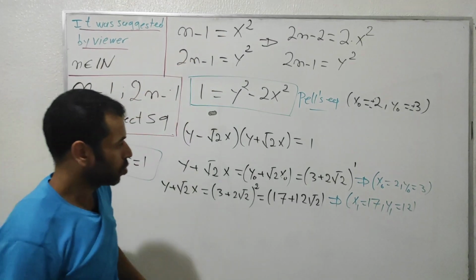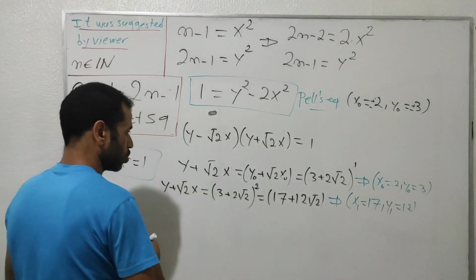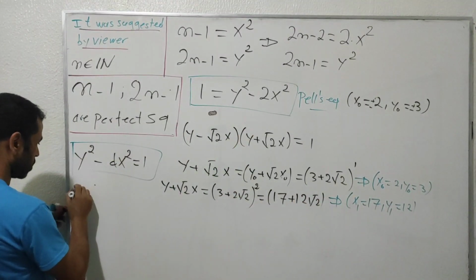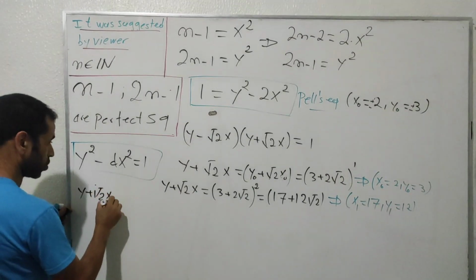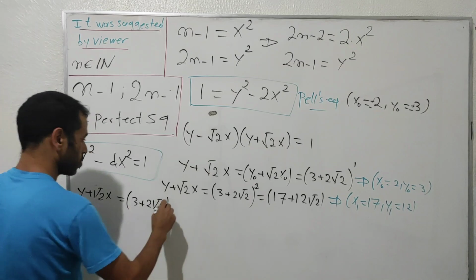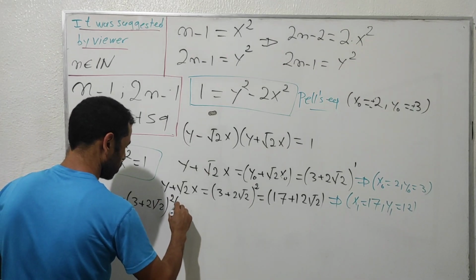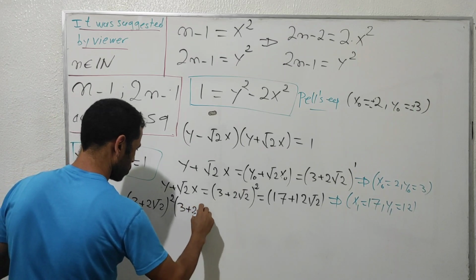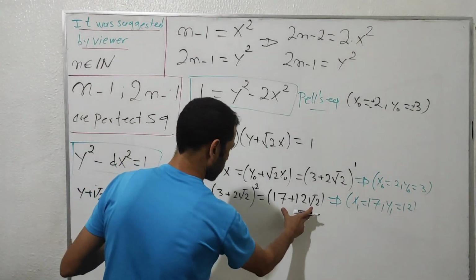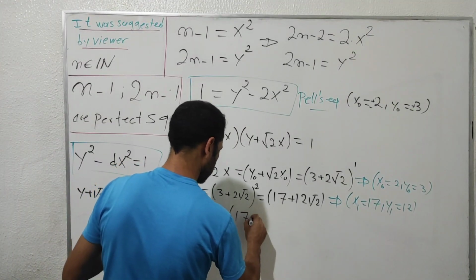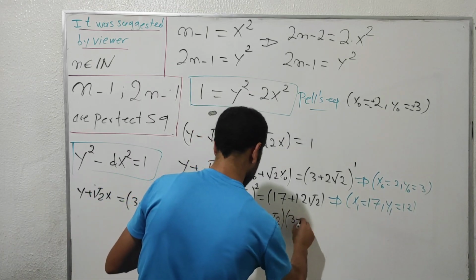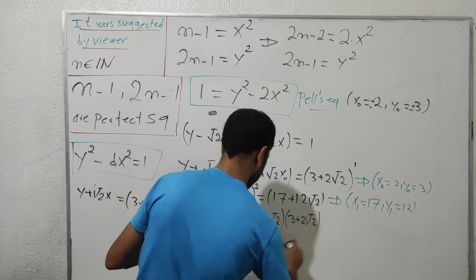Now to find the third solution, just multiply this one by this one. So I get y plus square root of 2 x as a solution. We have 3 plus 2 square root of 2, squared, multiplied by 3 plus 2 square root of 2. So I will have the same number which we have here, which is 17 plus 12 square root of 2, multiplied by 3 plus 2 square root of 2.